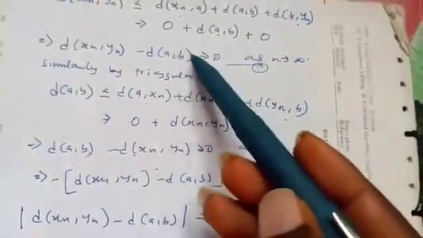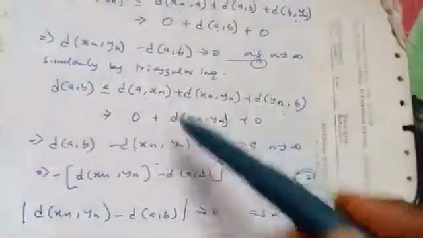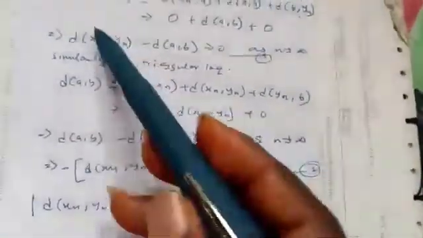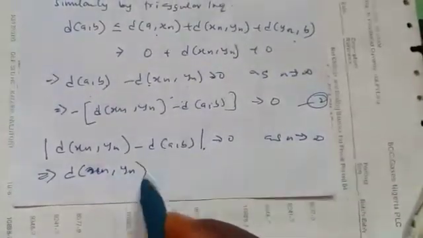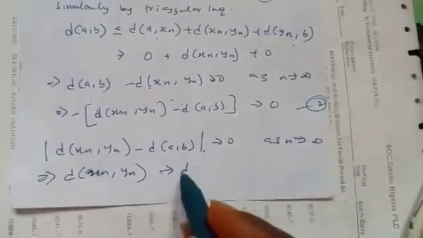So if we match both of them together, this one and this one, we can write the two as this because of the negative we have here and the positive we have here. And this simply means d(Sn, Yn) tends to d(A, B). So that completes the proof of the theorem.